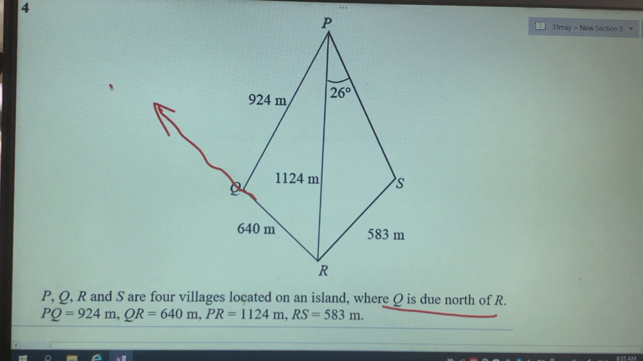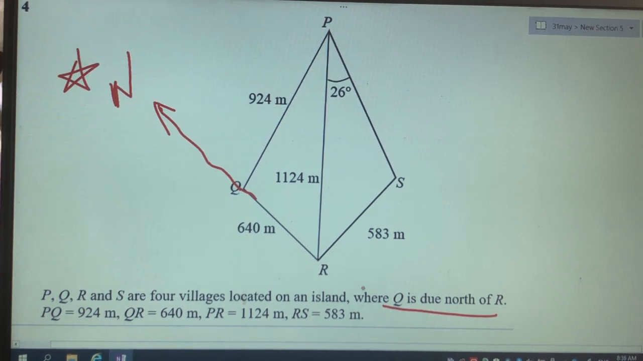You must label this, okay? Label this as the north. Normally, north is here this way, right? Or right-hand side. Now it's on the left-hand side. So you must label this, very important. Okay, done already. Then you check, all labeled. Okay, then now you go to the next part.